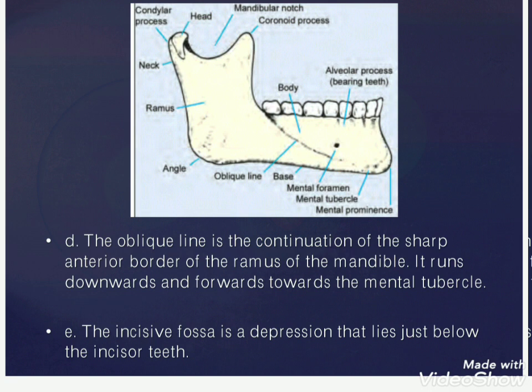The oblique line is the continuation of the sharp anterior border of the ramus of the mandible. It runs downward and forward towards the mental tubercle. The incisive fossa is a depression that lies just below the incisor teeth. In this picture, the oblique line is seen, the incisive fossa is seen, mental foramen, base, oblique line, angle, ramus, neck, alveolar border, alveolar process bearing the lower teeth.